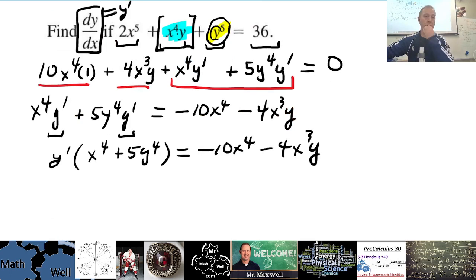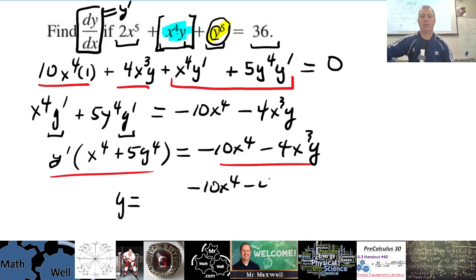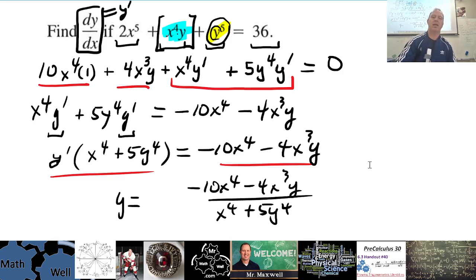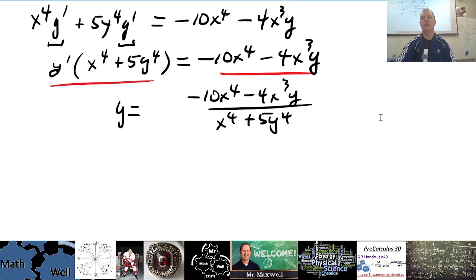I'm very, very close now. I just divide both sides by my expression here that's multiplied by y prime, and I get y prime equals x to the 4th minus 4x cubed y all over x to the 4th plus 5y to the 4th. And if there's any factoring you can do, you should. And of course, I see some factoring here.